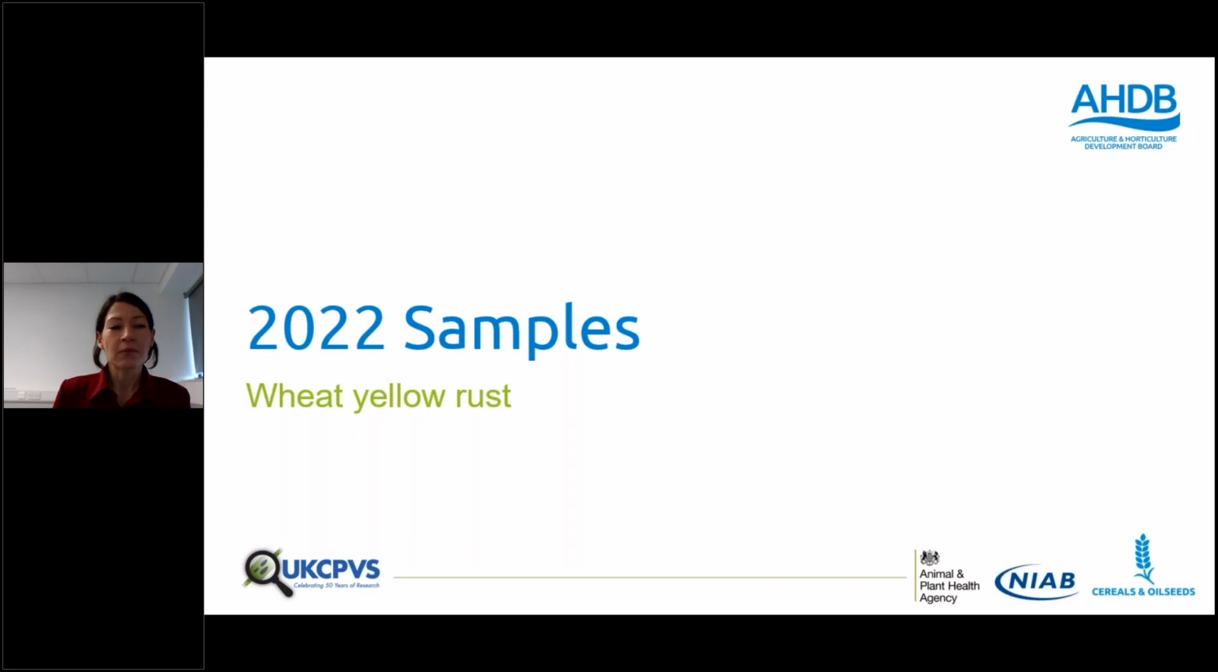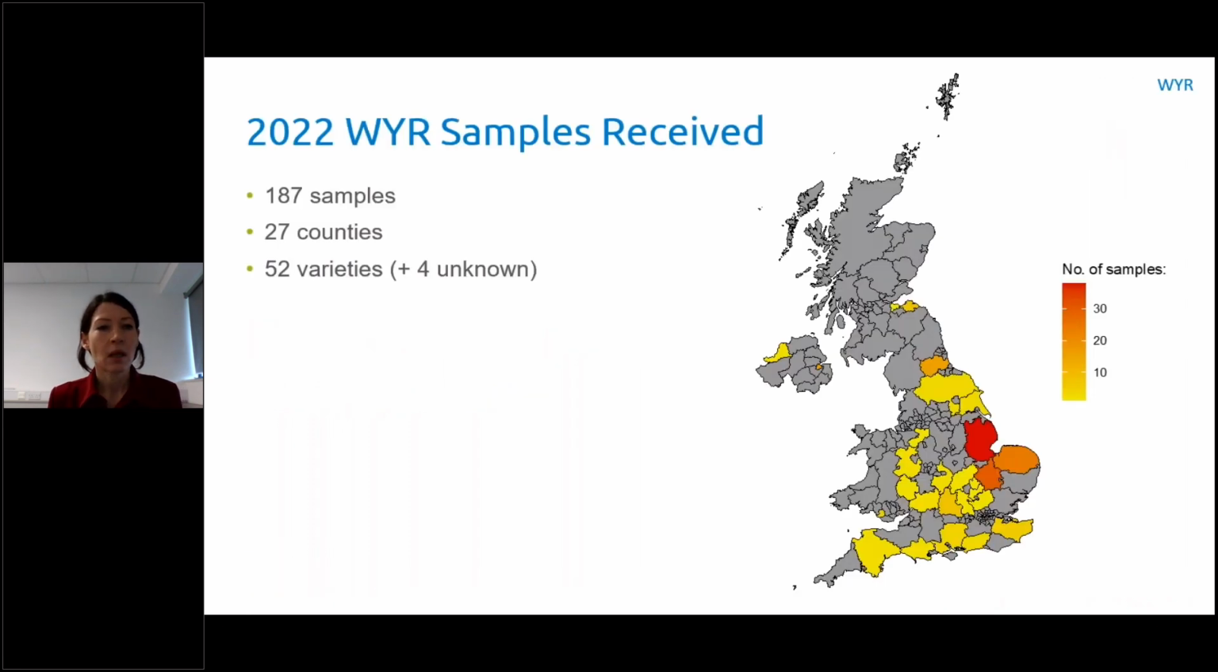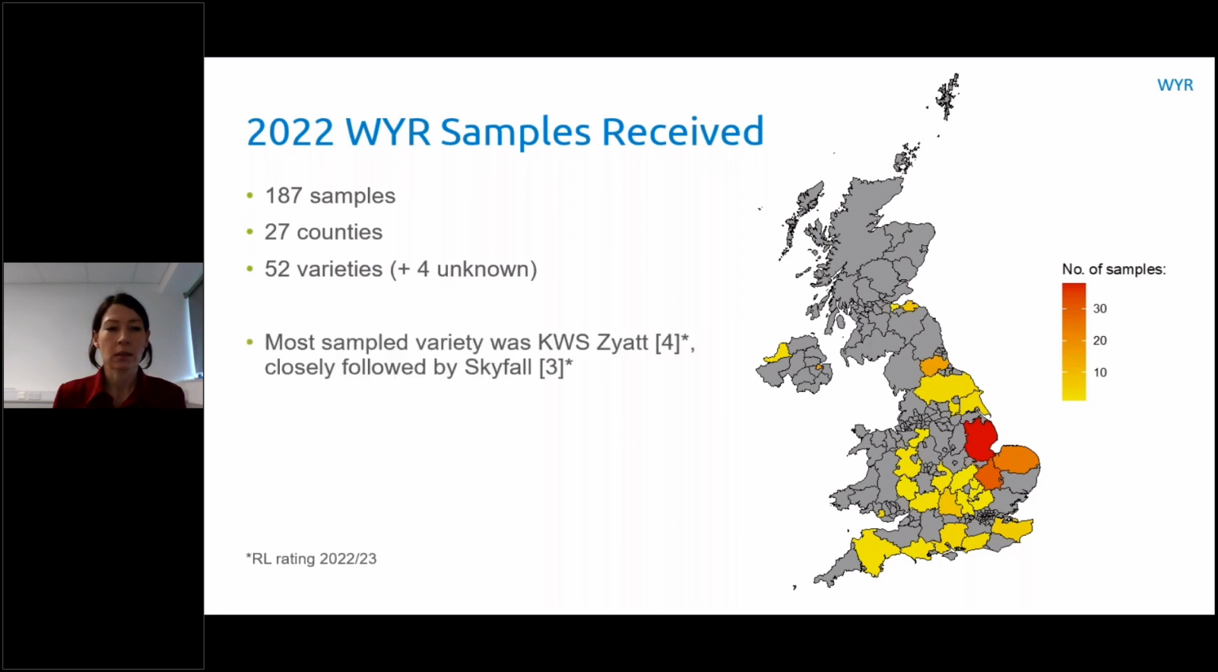So now we can move on to the 2022 samples that we received for wheat yellow rust. We received 187 samples. They came from 27 counties and across 52 varieties. The most sampled variety was Cadivus Extase, and that was closely followed by Skyfall. So we had 16 samples in from Extase and 15 samples in from Skyfall.